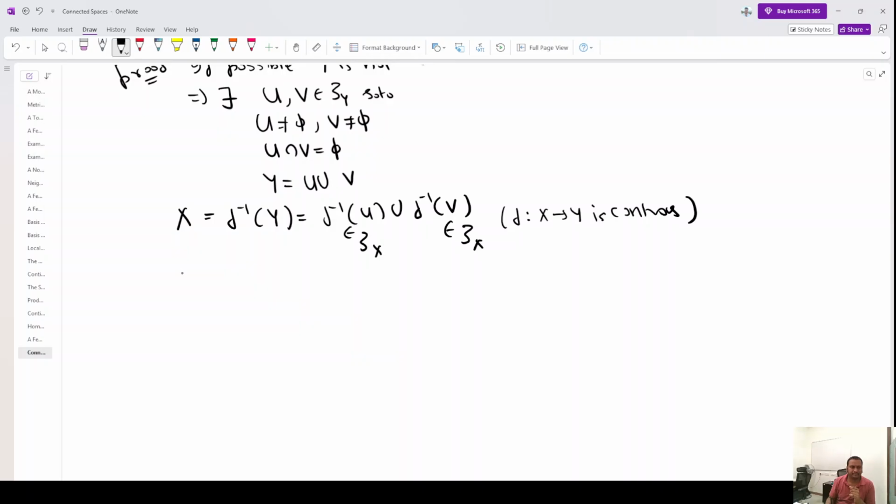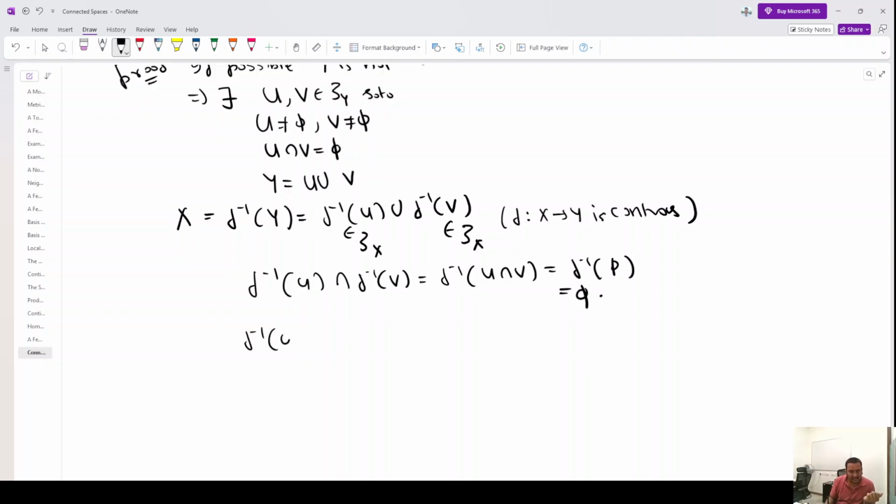So, what is f inverse of U intersection f inverse of V? This is f inverse of U intersection V, which is f inverse of the empty set. This is nothing but empty, right? And clearly, f inverse of U is also non-empty. f inverse of V is also non-empty. Why? This is important because U and V are non-empty. Inverse image can be empty, but we have assumed f is onto.